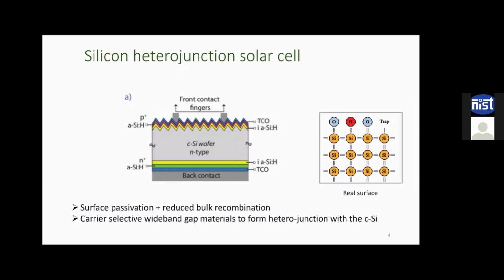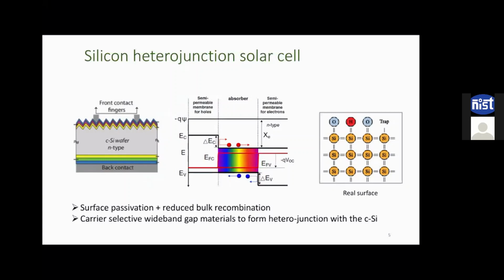Now in this particular example, this N-type crystalline silicon wafer is working as an absorber, and there is a p-doped amorphous silicon deposited on top of the crystalline silicon wafer, and there is an N-doped amorphous silicon on the back side.